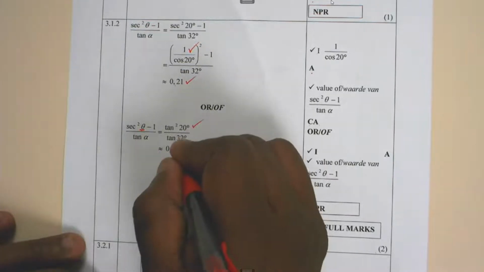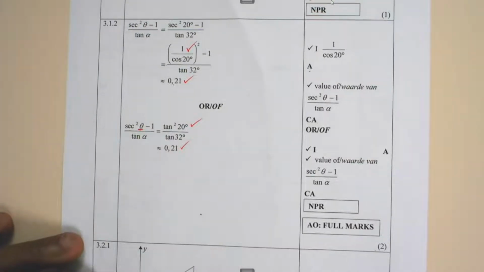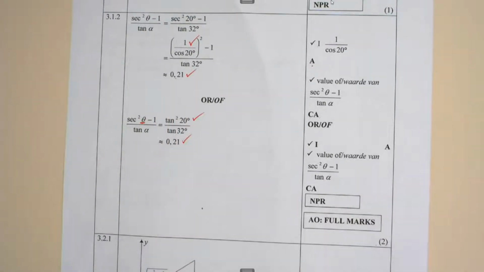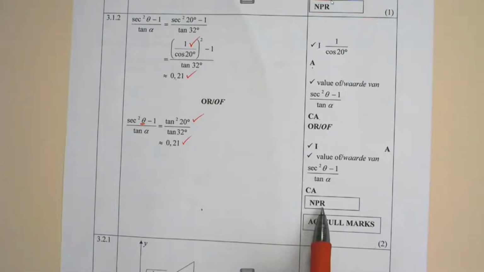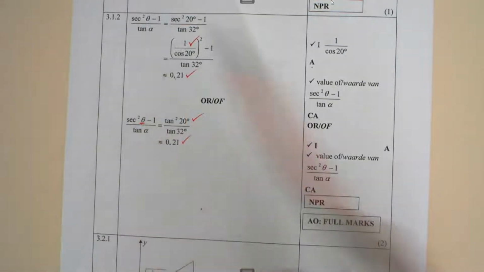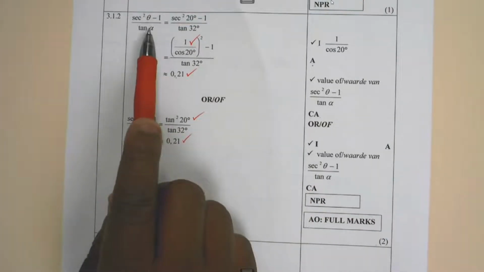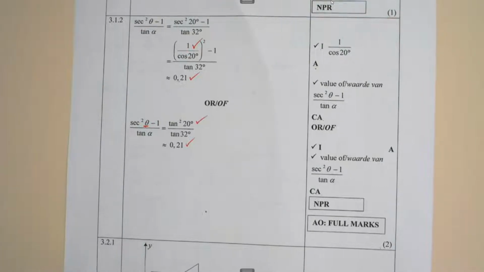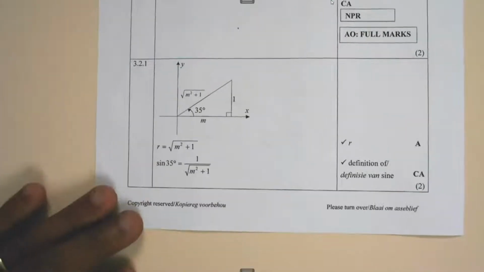And the next mark will be for the value. And no penalty for rounding, like we indicated. If a learner writes 0.2, no penalty for rounding. You accept 0.2 as an answer because the marking guideline says no penalty for rounding. And answer only gets full marks. If you don't see the identity written, the learner writes the question and says equals 0.21, you give 2 marks, full marks, even if the identity is not shown, as per the marking guideline. Follow it religiously. And now you move on to 3.2.1.